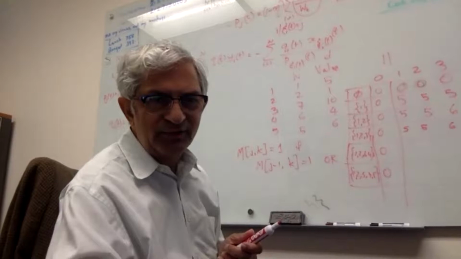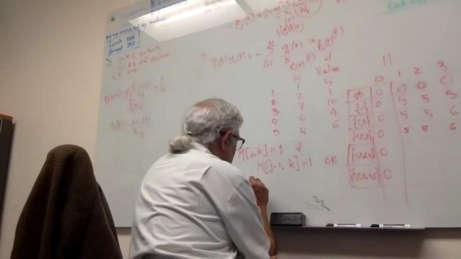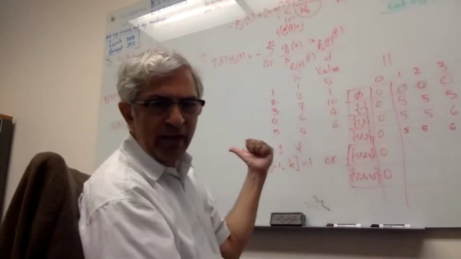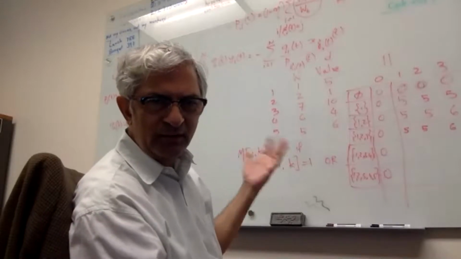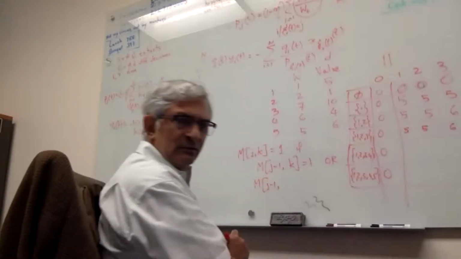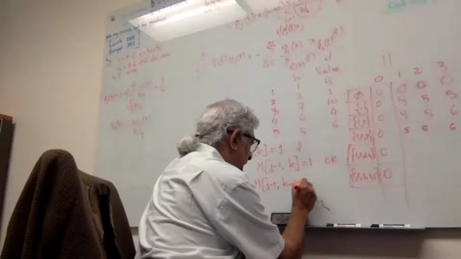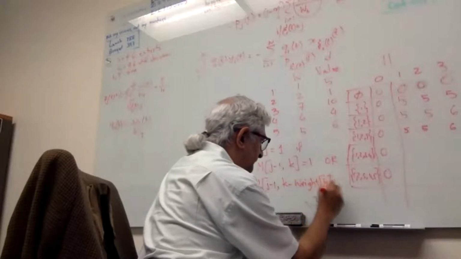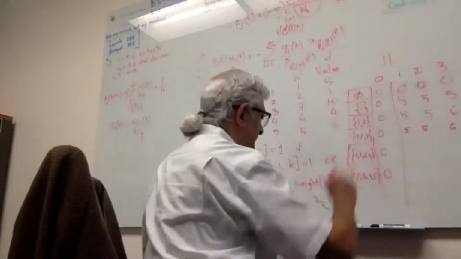I can't see you guys anymore. Yes, we're with you. The second condition was if in the previous row, if I go back some columns, and if there is a 1 there, then that would be okay. If in the previous row, that's j minus 1, but if I go to k minus the weight of the kth item equals 1. So that's what this says.